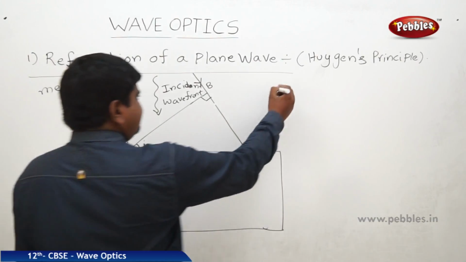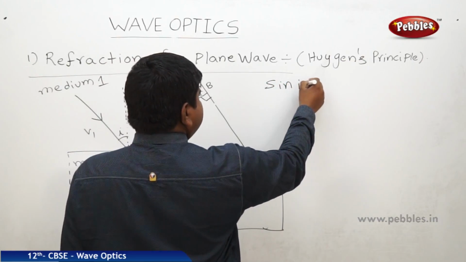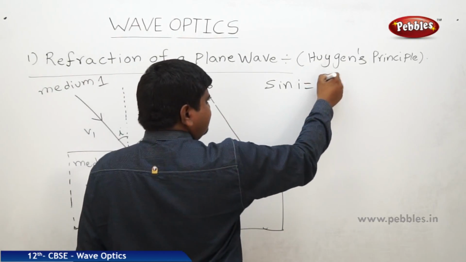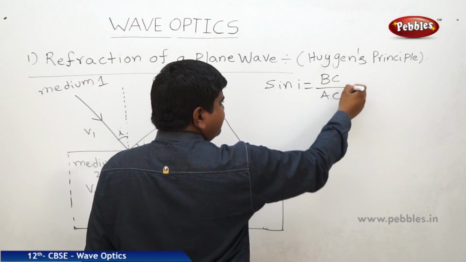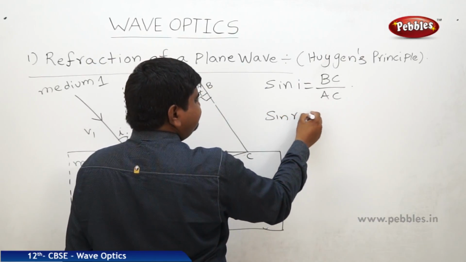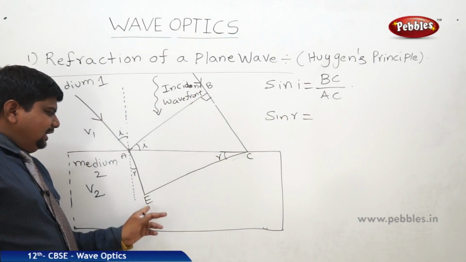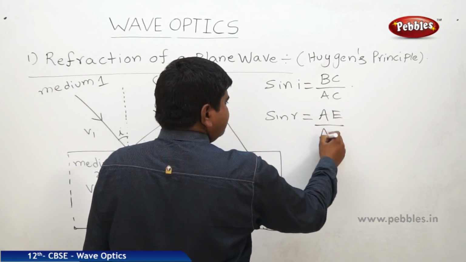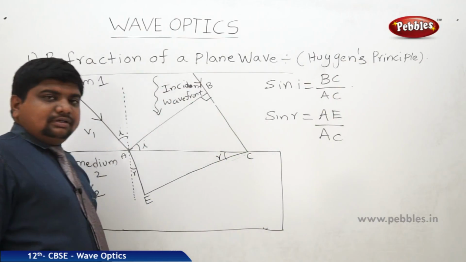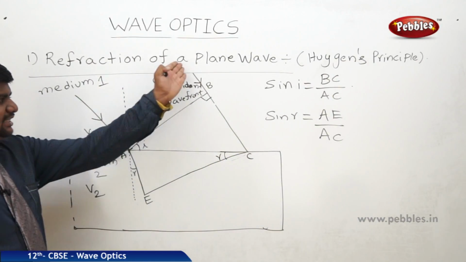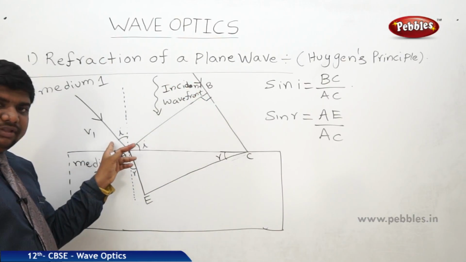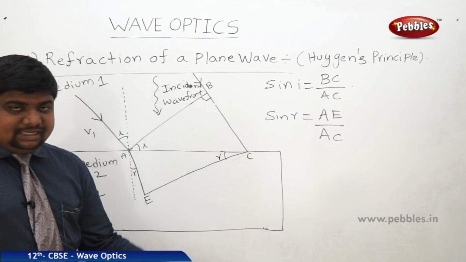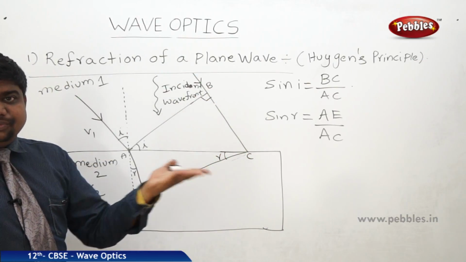So from this explanation, what is sin i? This is i, opposite side BC by AC, opposite by hypotenuse. What is sin r? AE by AC. But what is BC and AE? BC is the incident wavefront which is parallel to the incident wave. BC is nothing but the distance traveled from B to C. So for distance, we can write v into tau.